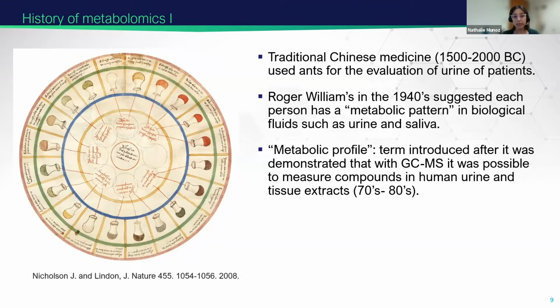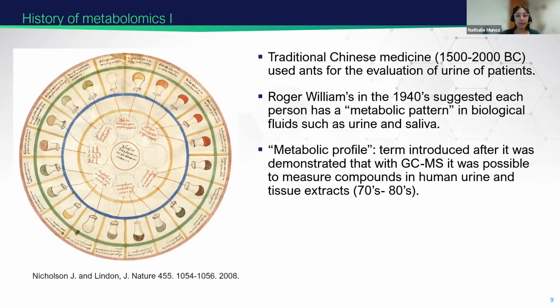Now, moving to more recent times, in the 40s, Roger Williams suggested that each person had a metabolic pattern, and he measured it in fluids such as urine and saliva. His studies were on patients with schizophrenia. In the 70s and 80s, there was a huge breakthrough related to the GCMS development, and it was possible to measure compounds in urine and tissue extracts using this technique.